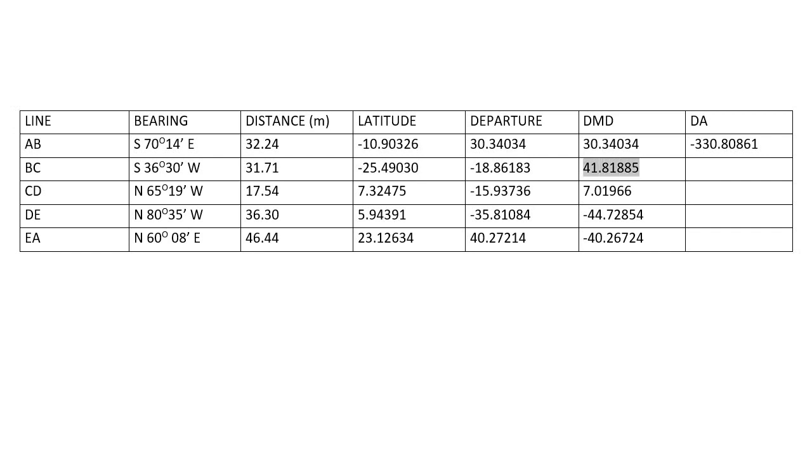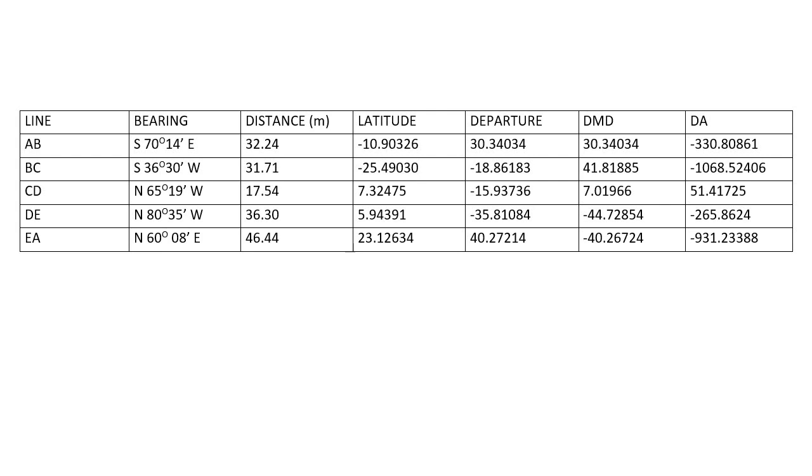So ngayon, proceed naman tayo dito sa double area ng line BC. So it's 41.81885 times negative 25.4903. That would be equal to negative 1068.52406. And then proceed naman tayo dito. So it's 7.01966 times 7.32475. So the product is 51.41725. So next naman, let us multiply negative 44.72854 times 5.94391. The product is negative 265.8624. And then lastly, let us take the product of negative 40.26724 times 23.12634. So the product is negative 931.23388.